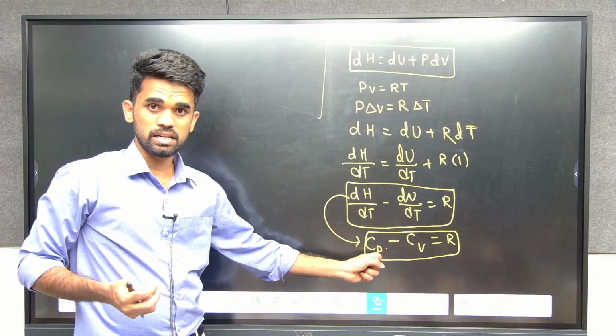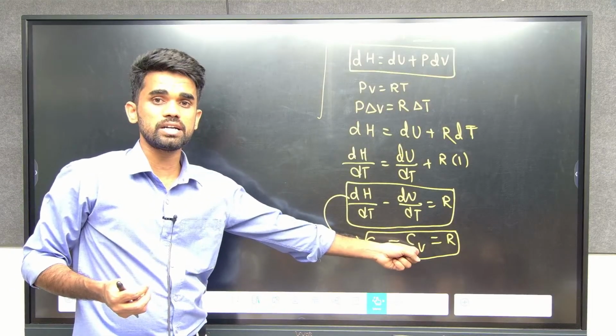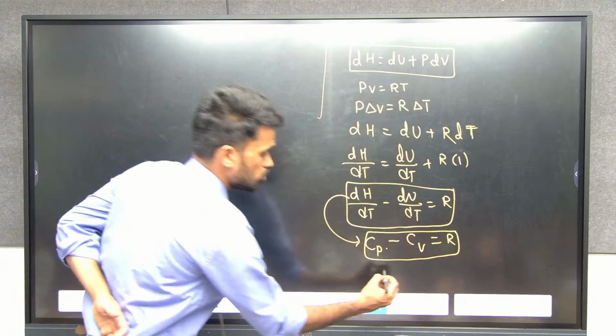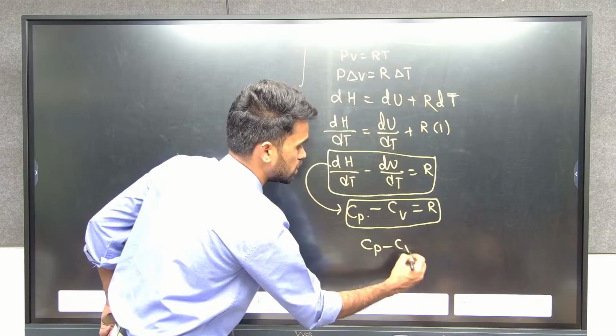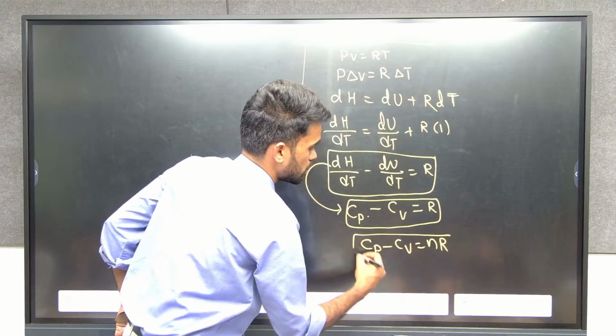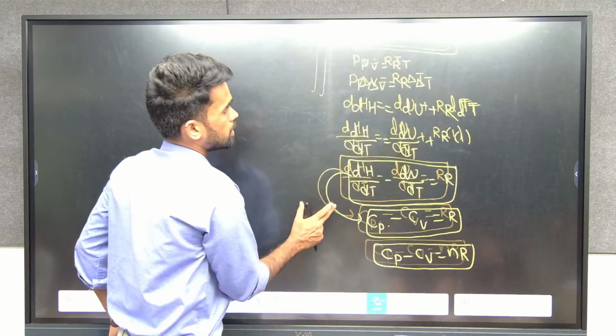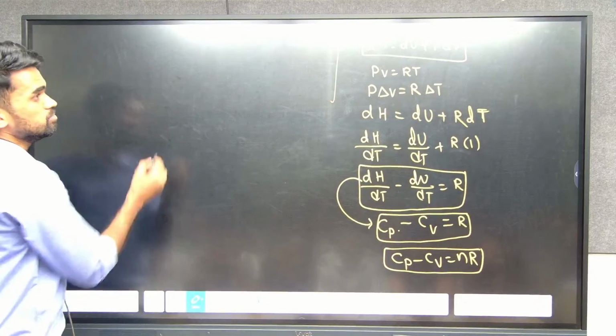Heat capacities, like at constant pressure and at constant volume. This is for 1 mole. For n moles, Cp minus Cv equals nR, you can write. This is for n moles. Okay, next, one more thing.